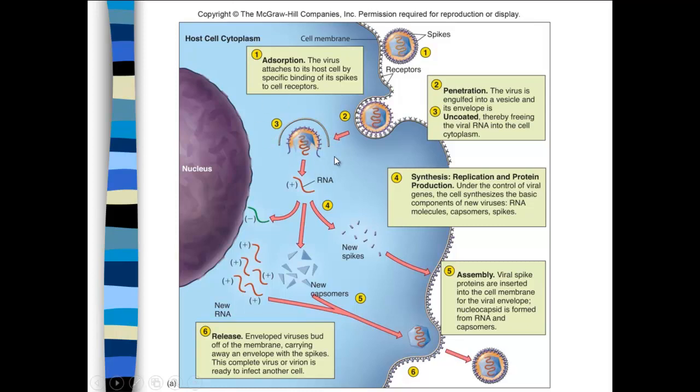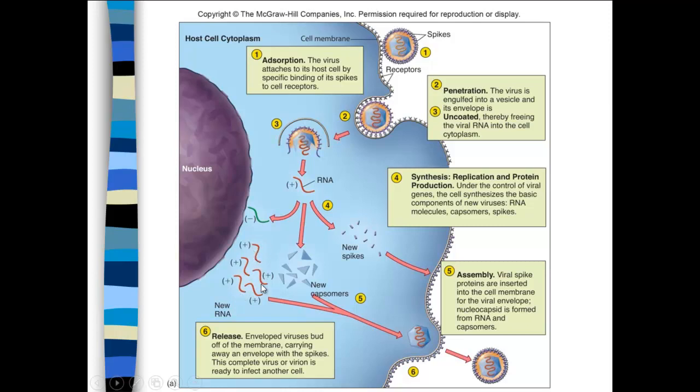When it's uncoated, then it is free RNA. Like I said, it's positive sense RNA. And then positive sense RNA can do several different things. It stays in the cytoplasm, where it becomes copies of negative sense RNA. Then that negative sense RNA can provide additional copies of positive sense RNA.